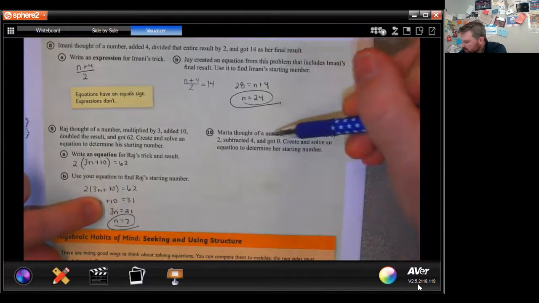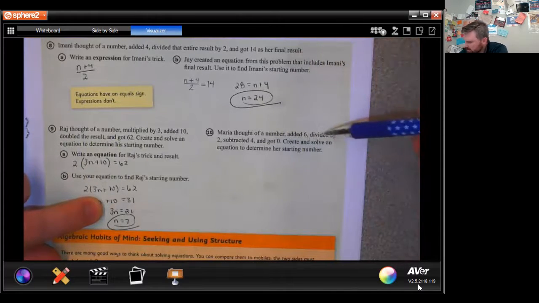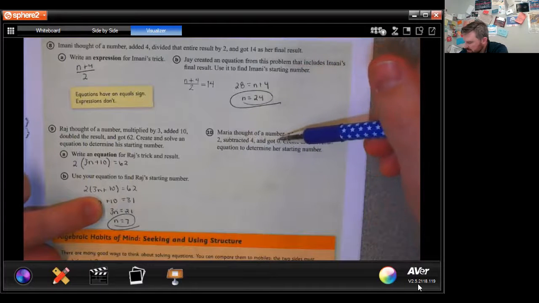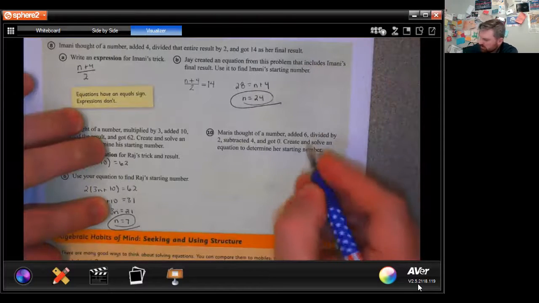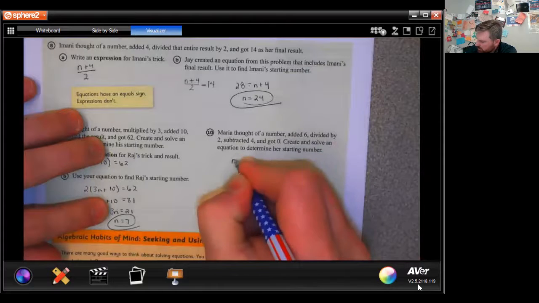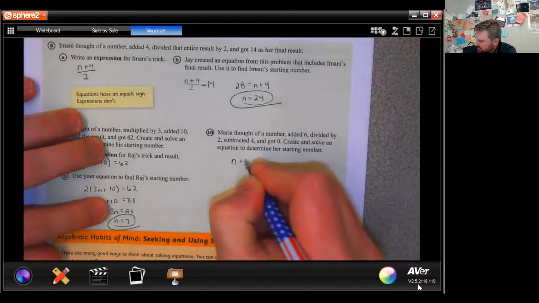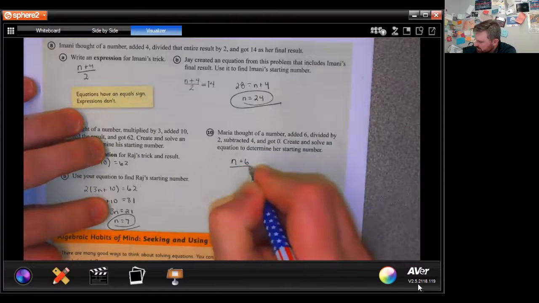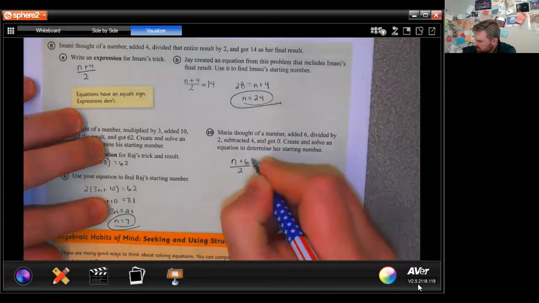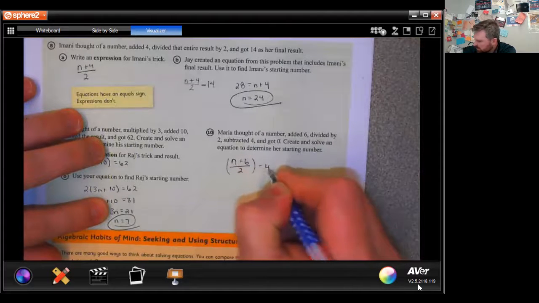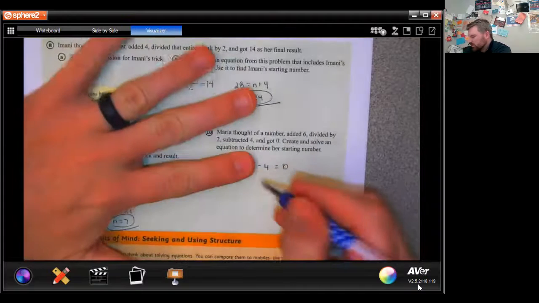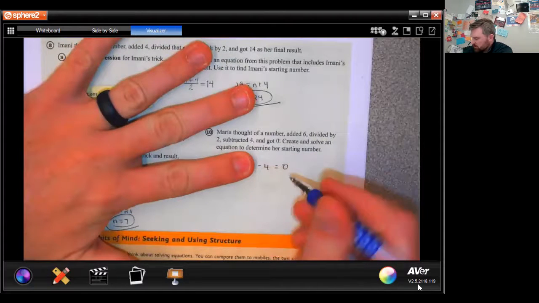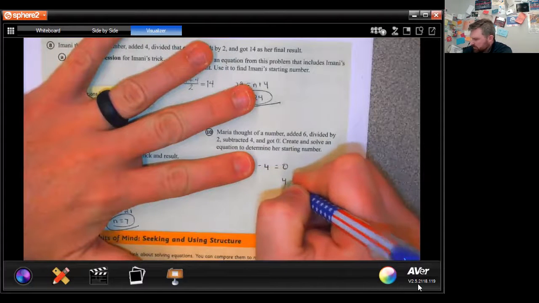Maria thought of a number, added 6, divided by 2, subtracted 4, and got 0. Create and solve an equation to determine her starting number. So she thought of a number, added 6, divided by 2, and then from that, she subtracted 4 and got 0. Okay, so we'll cover this up. What number minus 4 is 0? That would be 4.